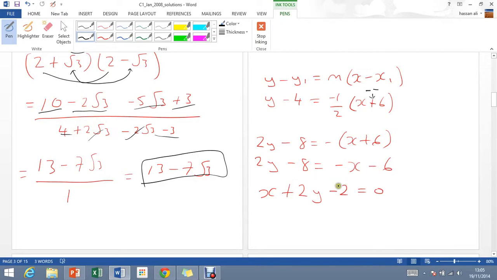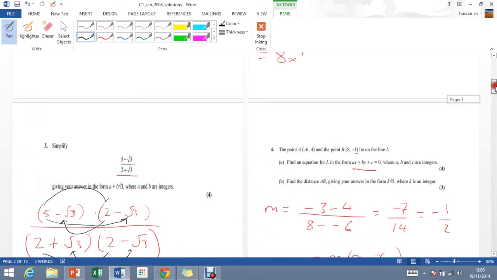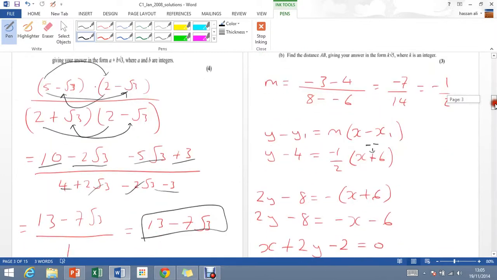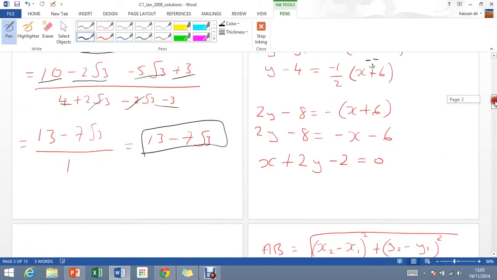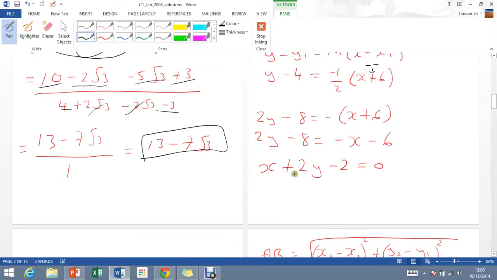Now because I want it in the format of ax plus by plus c, bring it to the other side. So then what you have will be x, because this becomes positive, plus 2y minus 8 plus 6 gives you minus 2. So that's in the form of ax plus by plus c.